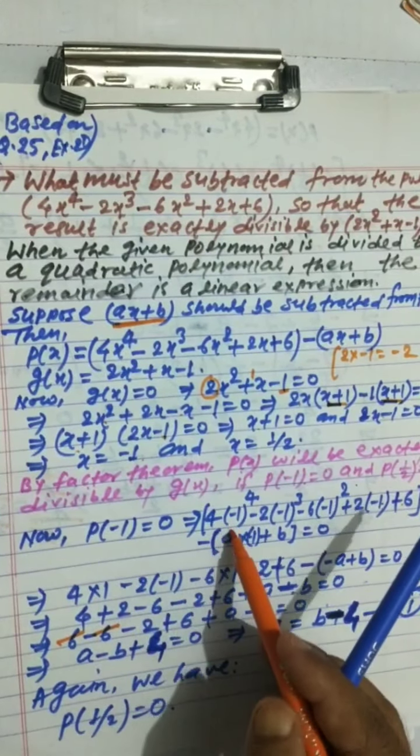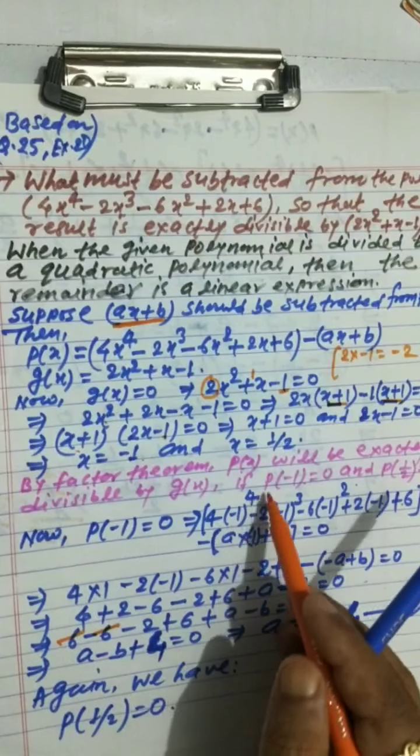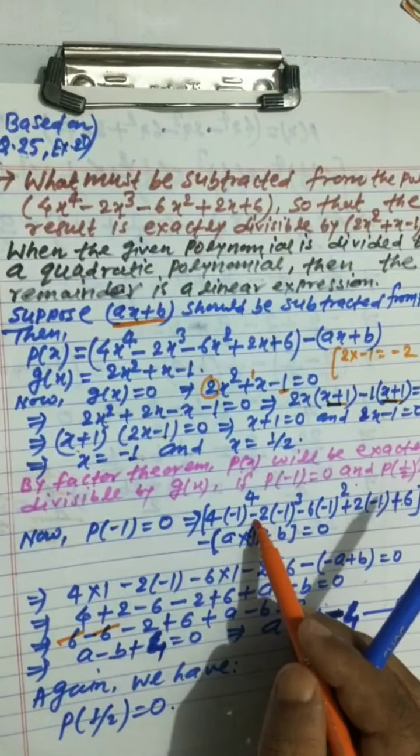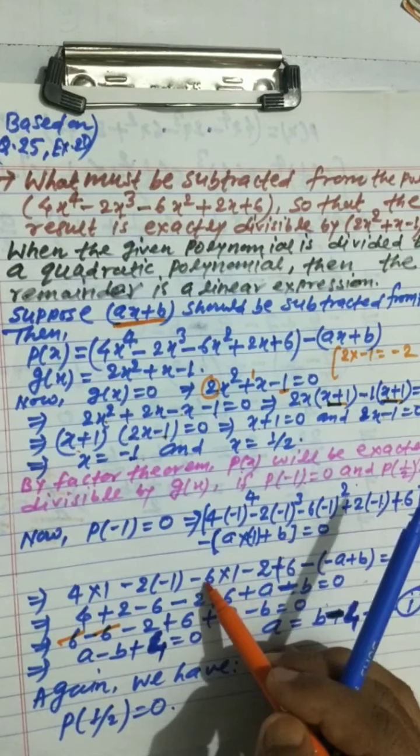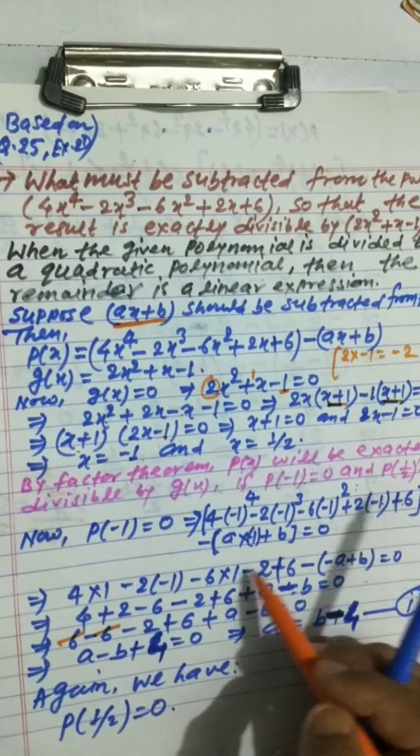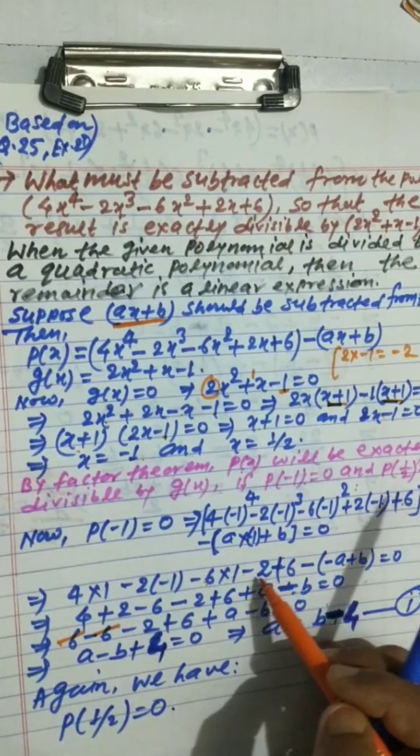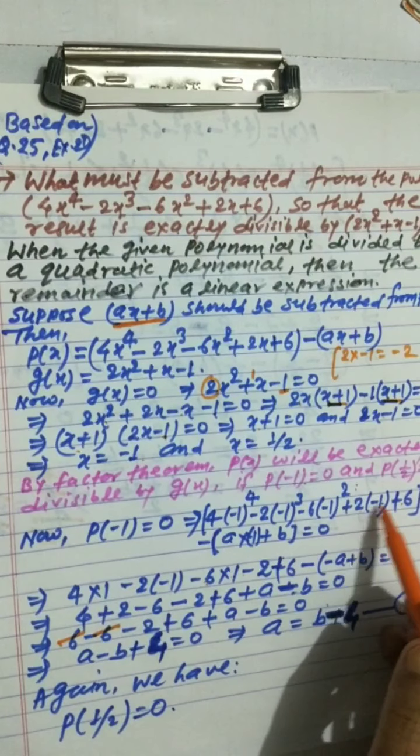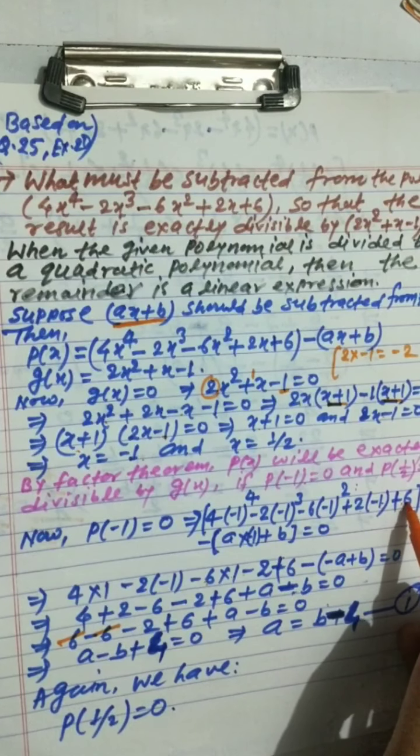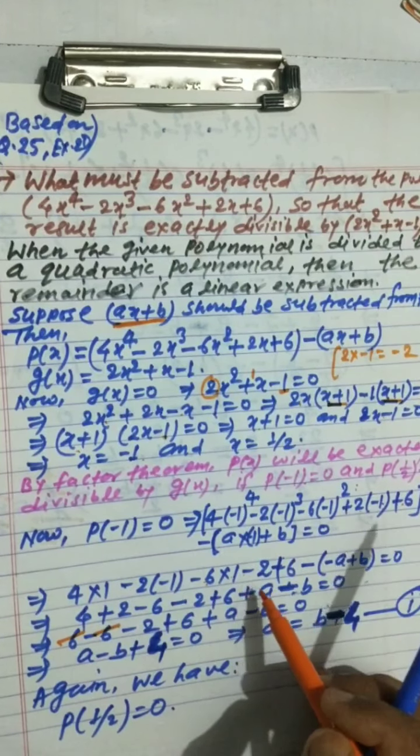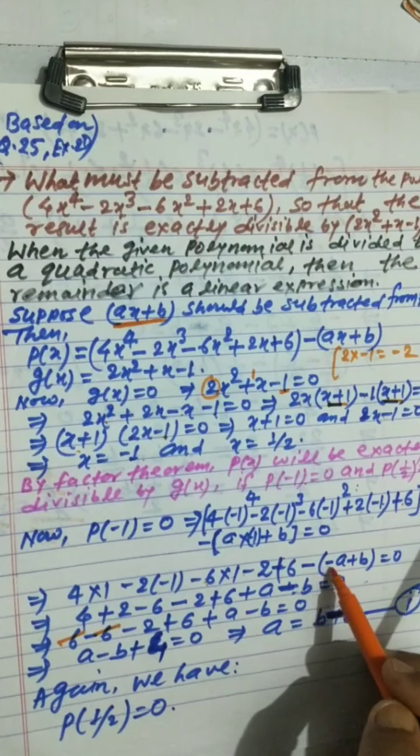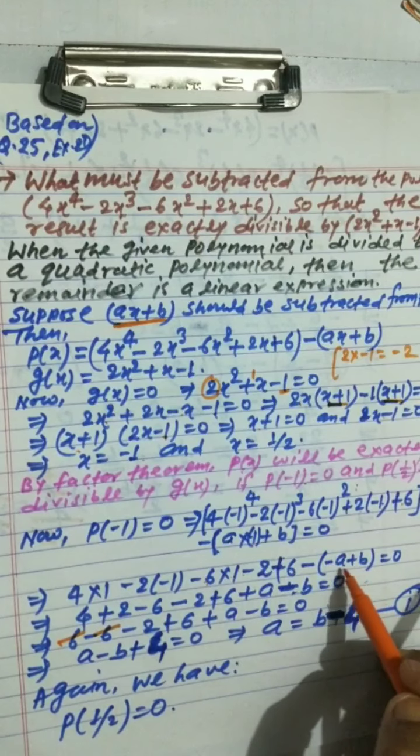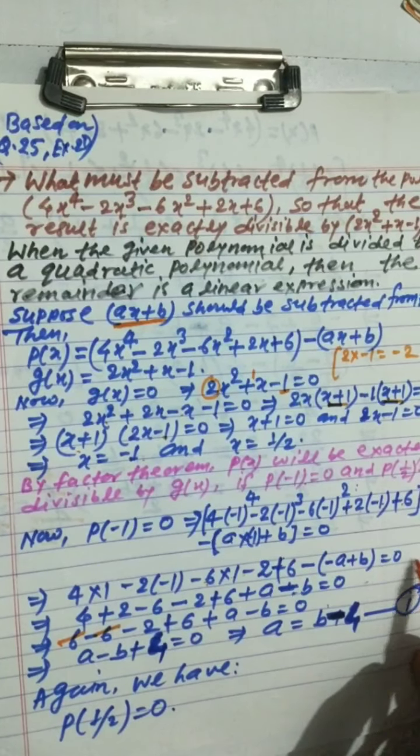So now let us simplify it. 4 minus, (-1) raised to the power 4 will be 1, and -2 and (-1) raised to the power 3 will be -1, -6, and (-1) raised to the power 2 will be 1, so -6 multiplied by 1, and plus 2 into -1 plus 6, and minus, and in bracket a multiplied by -1 will be minus a, and plus b is equal to 0.